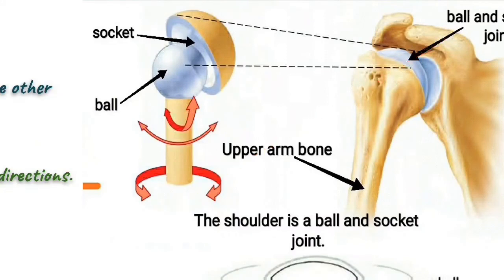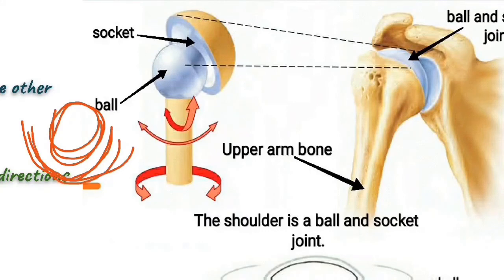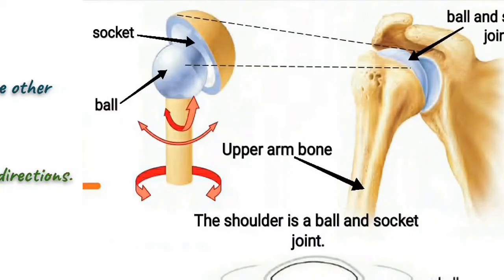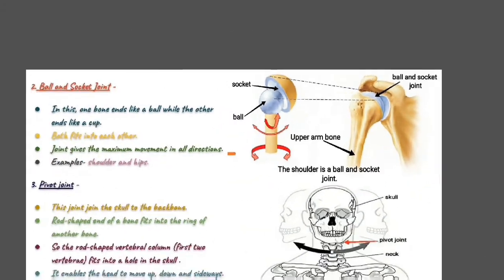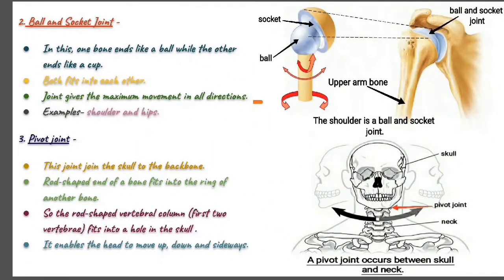Now just imagine you are keeping a ball into a round bowl. Then this ball is capable of moving in all directions. There will be no restriction. Similarly here, this joint allows maximum movement in all directions, meaning this bone can move in all directions. This joint exists in the shoulder and hips.